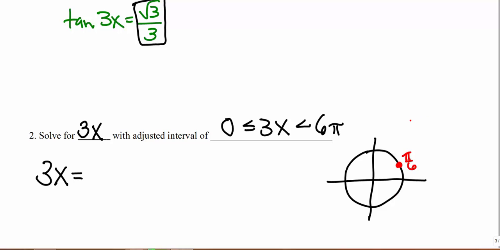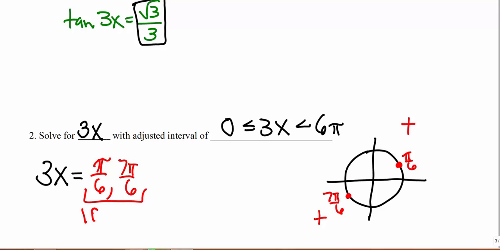So pi over 6, and it's a positive tangent value, so not only are we talking about the quadrant 1 angles, but also quadrant 3 angles, where tangent is also positive. And that would be 7 pi over 6. This is one rotation around the circle, and because we multiplied by 3, we're actually looking for 3 rotations around the circle. So we want to find a coterminal angle to pi over 6. In order to find coterminal angles, we add 2 pi.